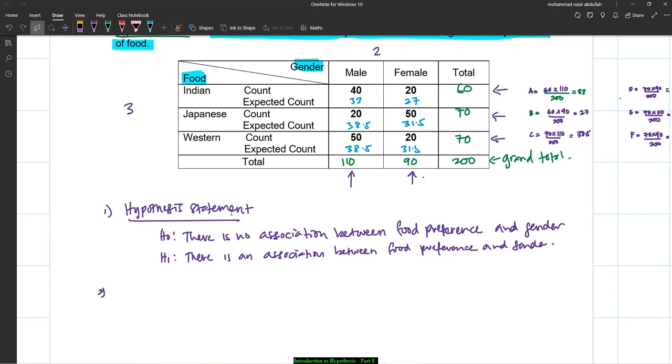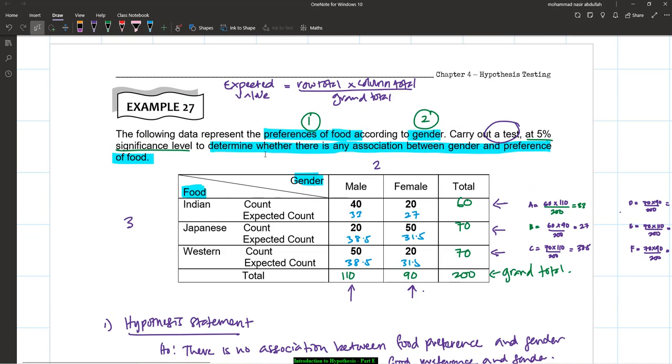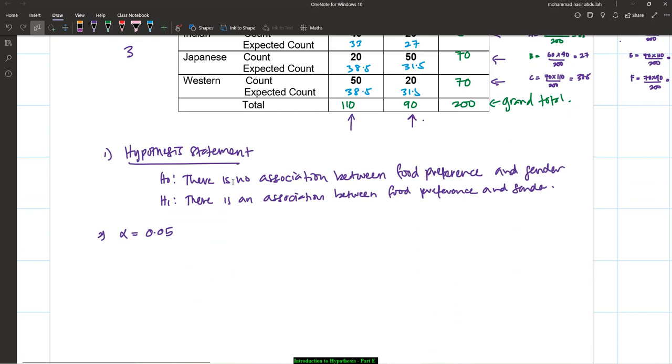Step number 2 is our significant level. Significant level alpha is 0.05, because we want to test at 5% significant level. And then step number 3 is test statistic. Our test statistics, we're going to use a chi-squared analysis, which is summation of observation minus expected, and then you square divided by expected value from i equal to 1 until n.